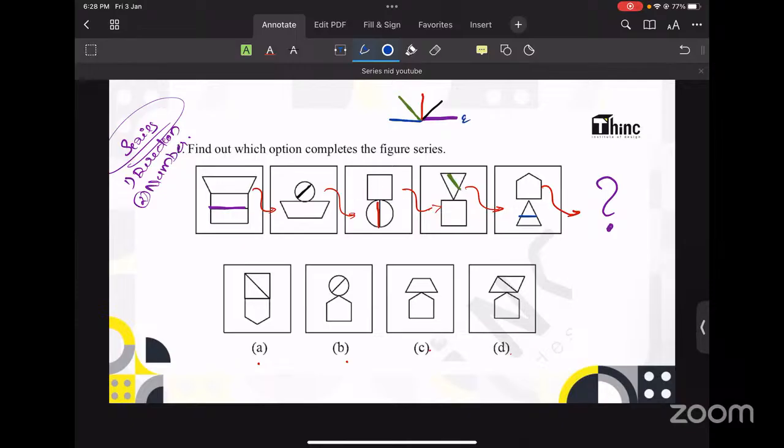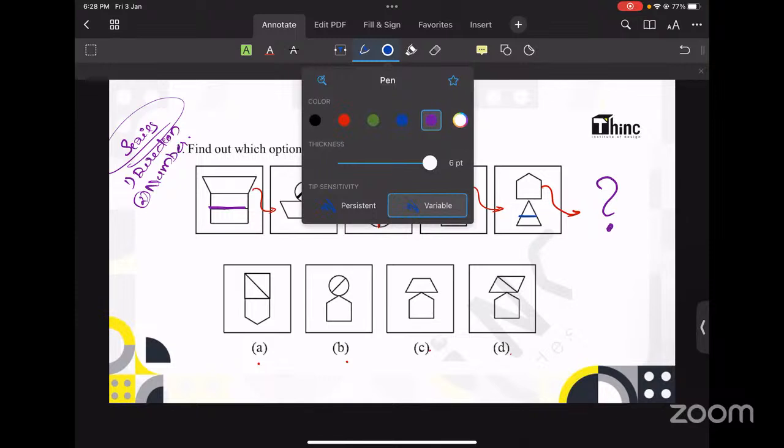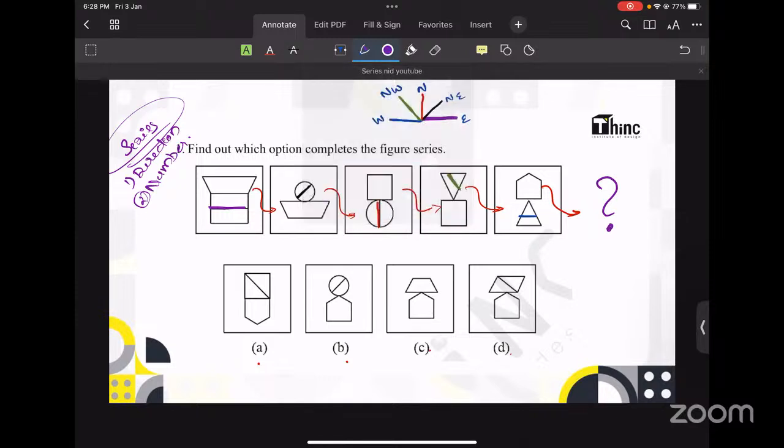East, northeast, east, north, and this is northwest. This is west. So the next one will be towards the southwest direction. The line will be like this. So this is the answer for our question.